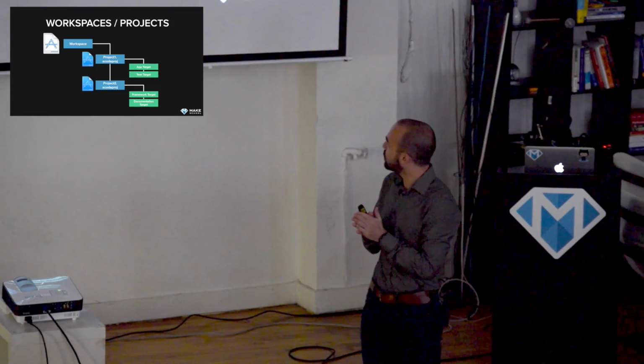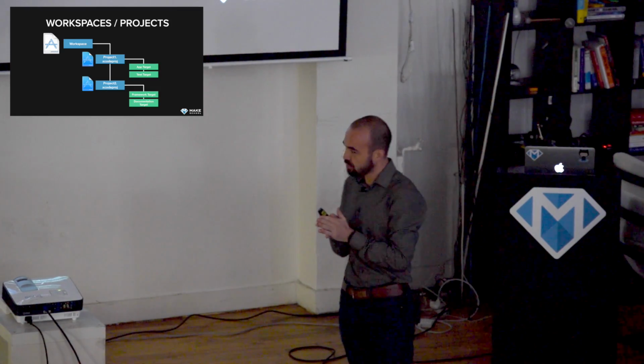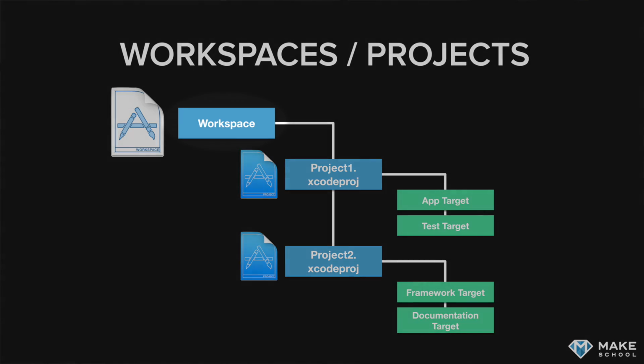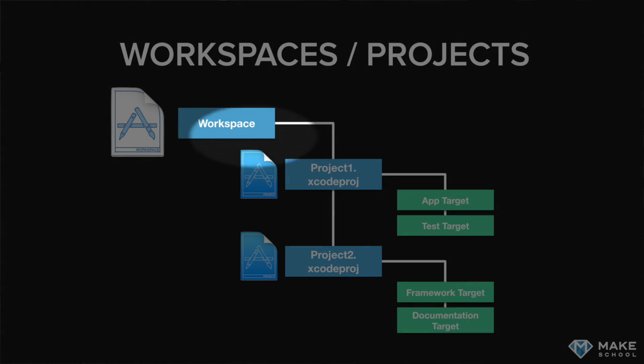So if you start an Xcode project and you actually build a little bit more complex project, then it might look like this. On the top, you might have a workspace. A workspace is a collection of different individual projects. You're always going to have at least one project that is going to represent your app, but you might also have other projects which can be libraries or frameworks that you want to use.